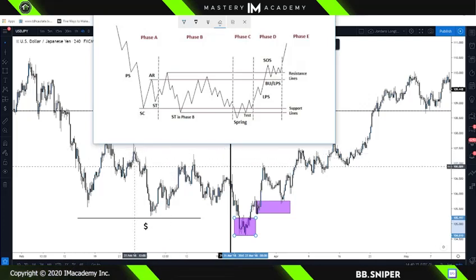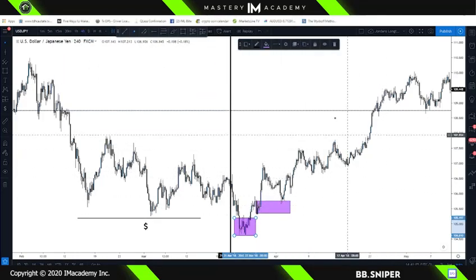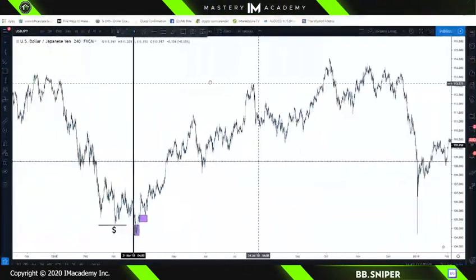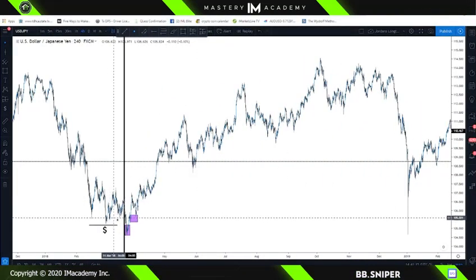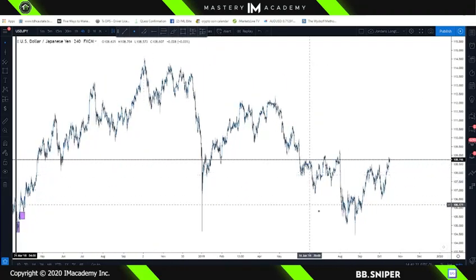Really look at it side by side. SC, the automatic reaction. Seller's test in phase B. Getting shoved down for the spring. The second test. The third test. Go. 1, 2, 3. 1, 2, 3. You start seeing it break up and the markup, distribution, all the way back down to where it first accumulated, creating that double bottom for the example here.